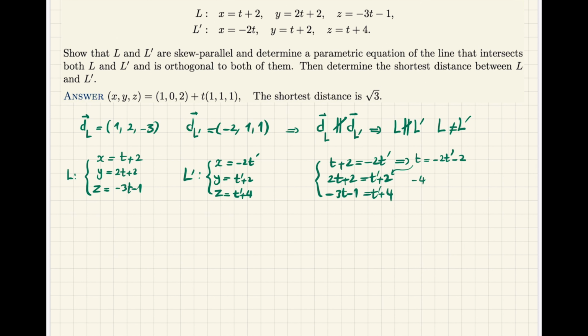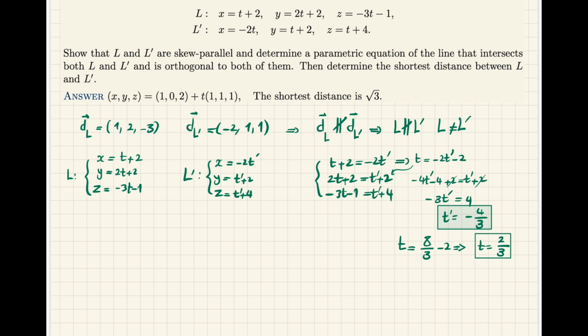Multiplied by 2, it gives me minus 4t prime minus 4 plus 2 is equal to t prime plus 2. So t prime, this is cancelled, then I will get minus 3t prime is equal to 4, and then t prime is equal to minus 4 over 3. So this is my t prime. And then I can put it back in this equation to find t. Okay, so t becomes 2 times t, minus 2 times t prime, which is 8 over 3 minus 2. If I simplify that, t becomes 2 over 3.